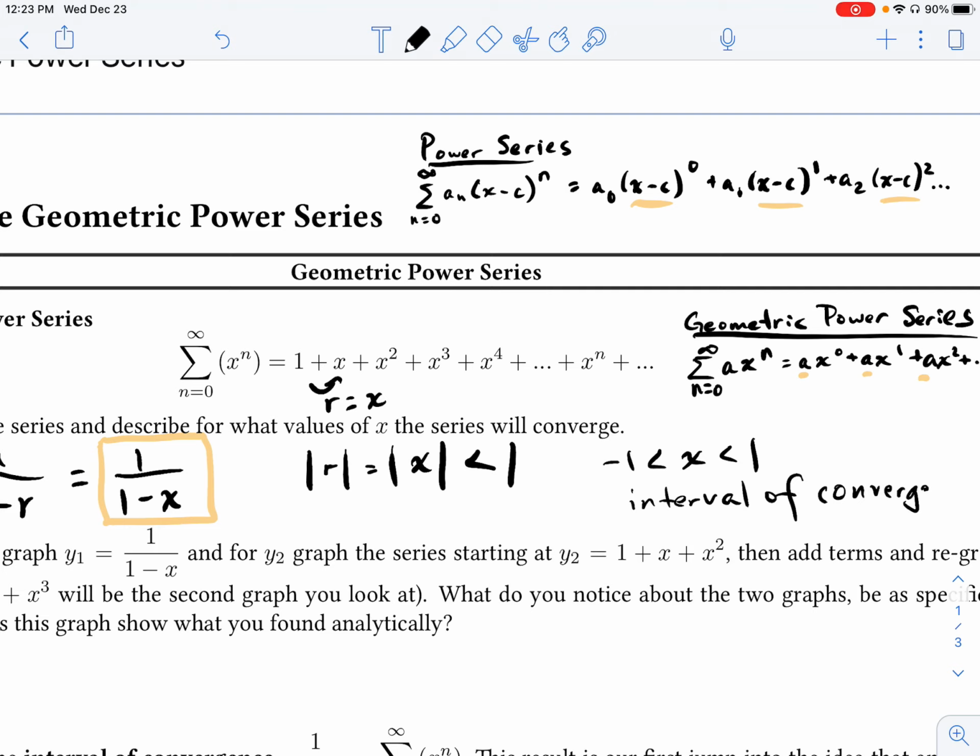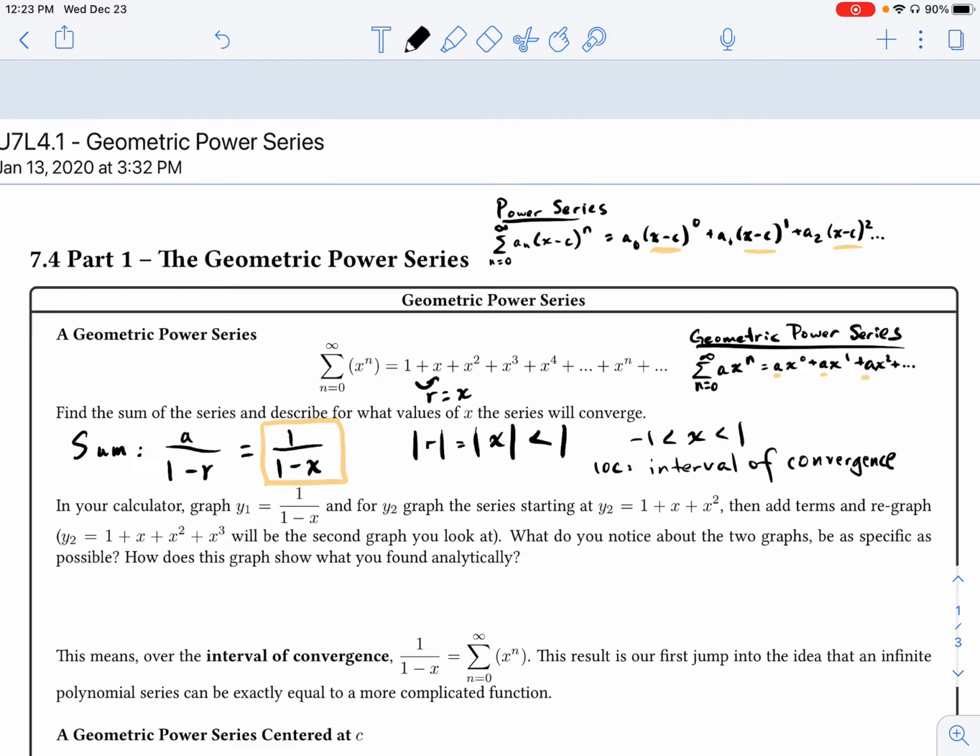And you'll often hear me say or watch me write interval of convergence, or IOC for short. There we go. I think I finally got it.